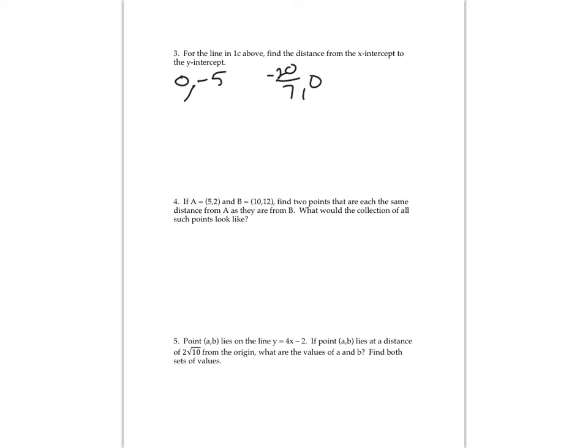And so we're looking for the distance between those 2 points. If we make a quick sketch of that, we have (0, -5) here, and we have (-20/7, 0) here. Sorry about the writing. So basically what we do is we make this a little triangle, and our sides are this side right here.